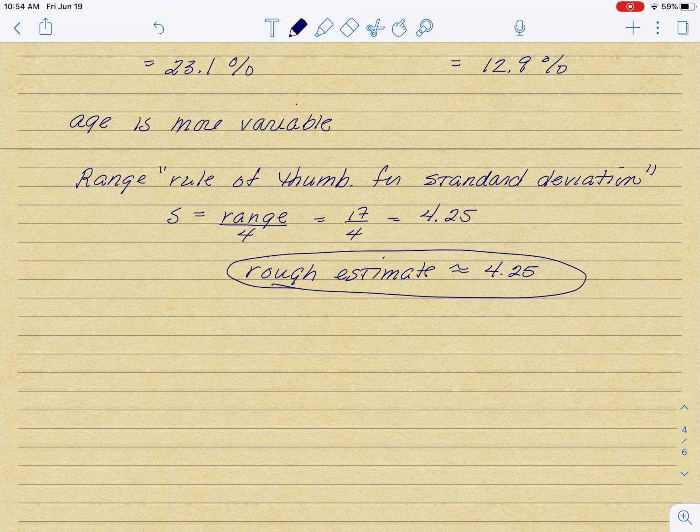All right, so those are the two things that I wanted to talk about at the moment. The next thing that we're going to do is talk about Chebyshev's theorem and the empirical normal form. Those are the last two topics in this section.